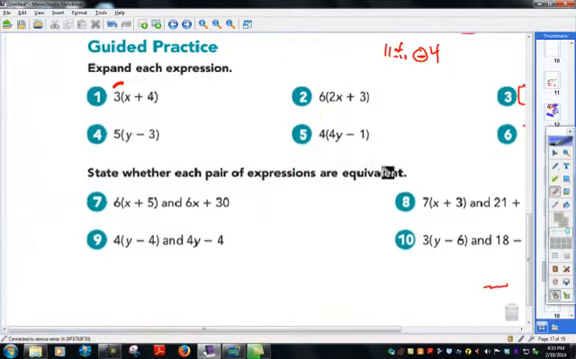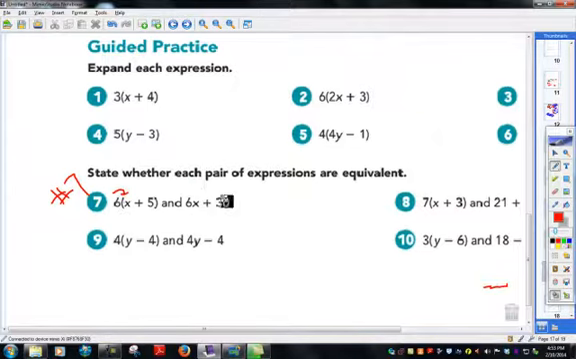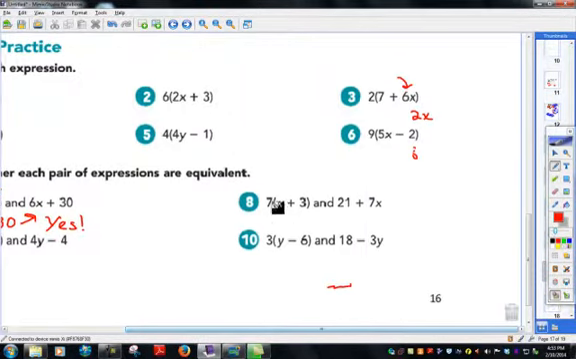This is actually learning target number 7 right here, so you can write that on your paper. We do have notes for 7, but may as well just do it now, just to get a jump on things. You got to see if they're equivalent to each other. So you either got to factor this or you got to expand this. I think expanding is easier, and I think you guys do too. 6 times x is 6x. 6 times 5 is 30. Are they equivalent? Absolutely yes. Here, we distribute. That's going to become 7x plus 21.